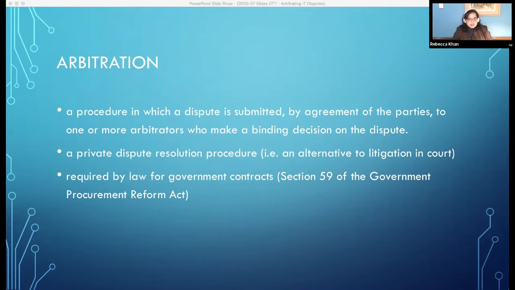So it's a private dispute resolution procedure, and by private that means it's an alternative to litigation in court. Courts are of course part of the judiciary, a branch of government. While there are some government arbitral institutions, arbitrations are generally run by private institutions or convened on an ad hoc basis. That means not necessarily affiliated with a particular arbitral institution, but organized, and then private individuals are appointed to be arbitrators. Now, an important thing, since for the first part of this webinar we're looking at government contracts in particular.